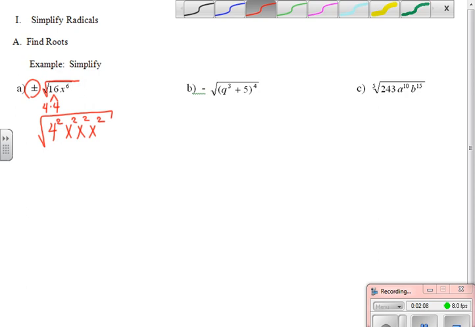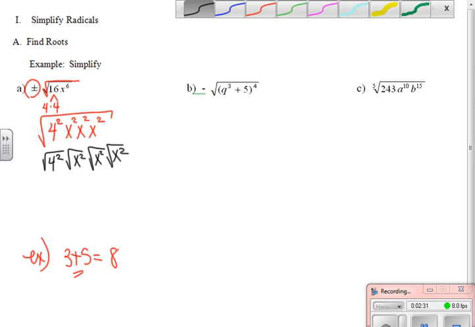So if you just want to think about, if you have 3 plus 5, everybody writes 8. Nobody wonders where that plus sign went, because we know we did the operation. So the square root of 4 squared, I really have a rule that lets me do this. The square root of 4 squared cancels, it leaves 4.